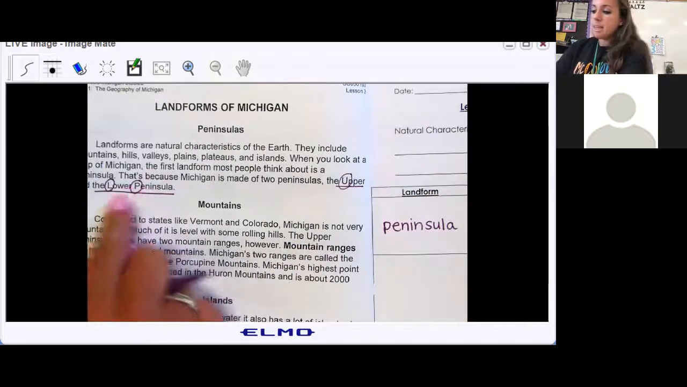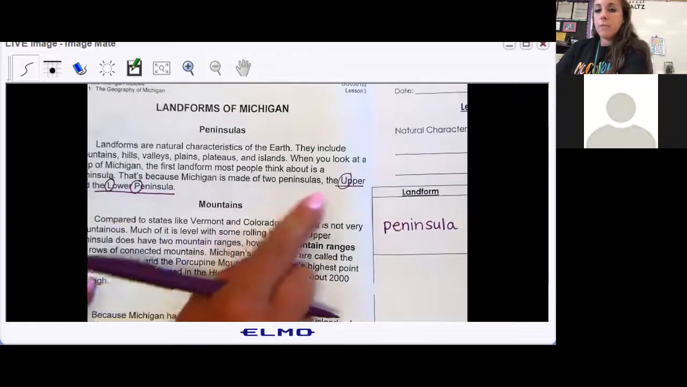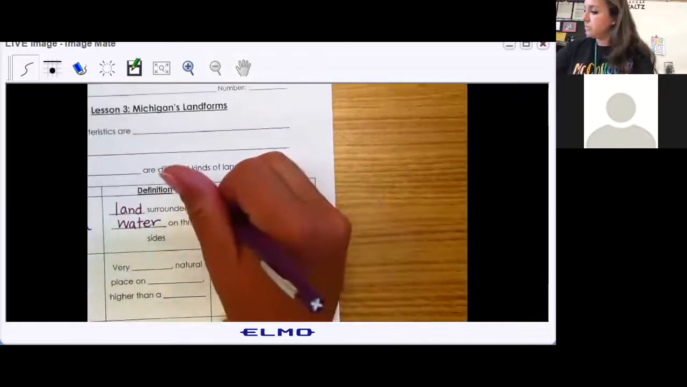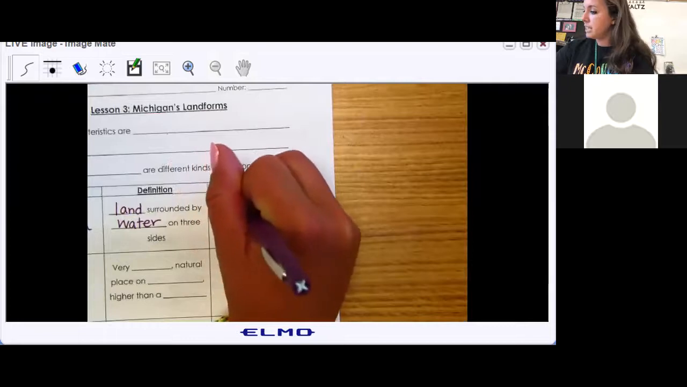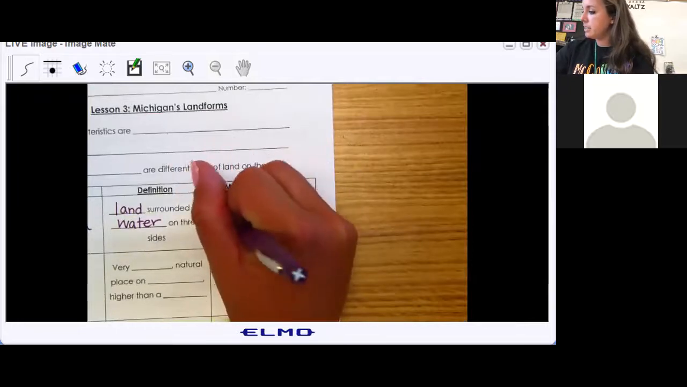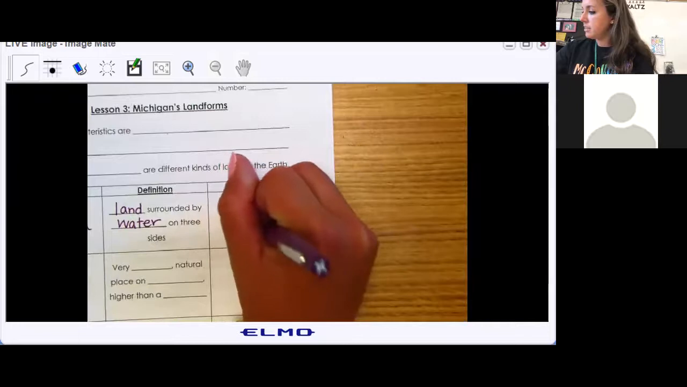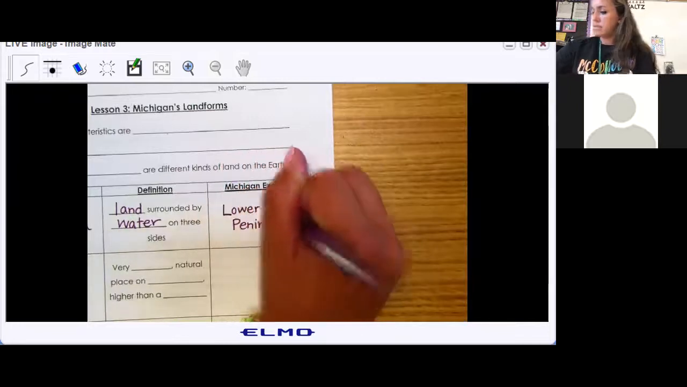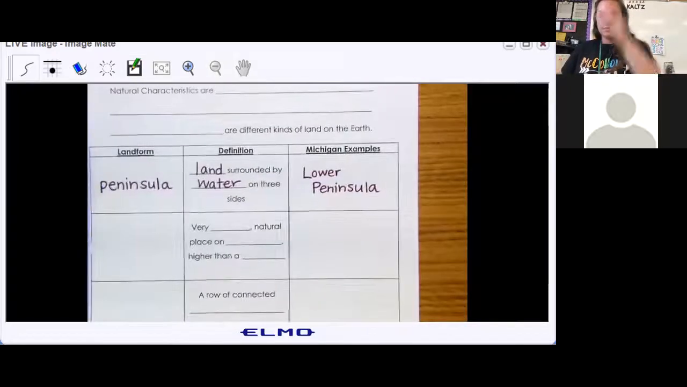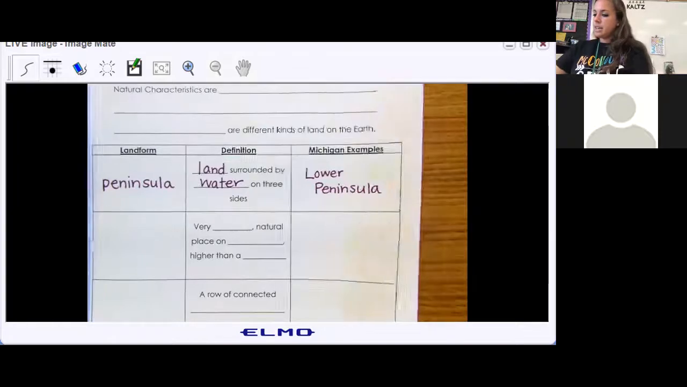So I'm going to write the example lower peninsula. If you also want to write upper peninsula, you can. I'm making sure to have those capital letters, just like I saw in my reading. Okay, let's go to the next paragraph.